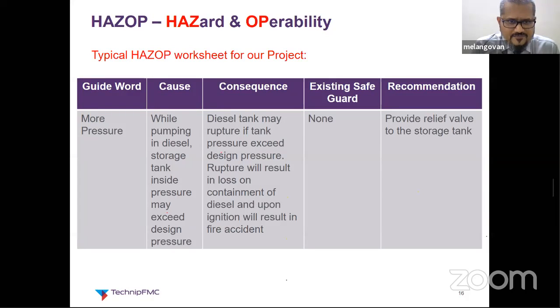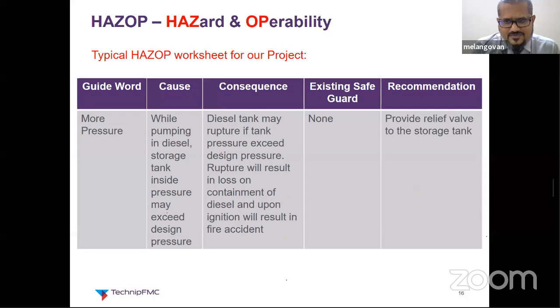For example, while pumping diesel into the tank, the incoming line to the diesel tank is kept open. Diesel is getting into the diesel tank. What happens? Automatically, the vapor space within the diesel tank gets reduced by the rise of the liquid level, which will result in an increase in the pressure within the tank. So for more pressure, the cause will be pumping in diesel. So what is the consequence? If I don't have any safeguards, let's see the consequence: the diesel tank may rupture if the tank pressure exceeds the design pressure.